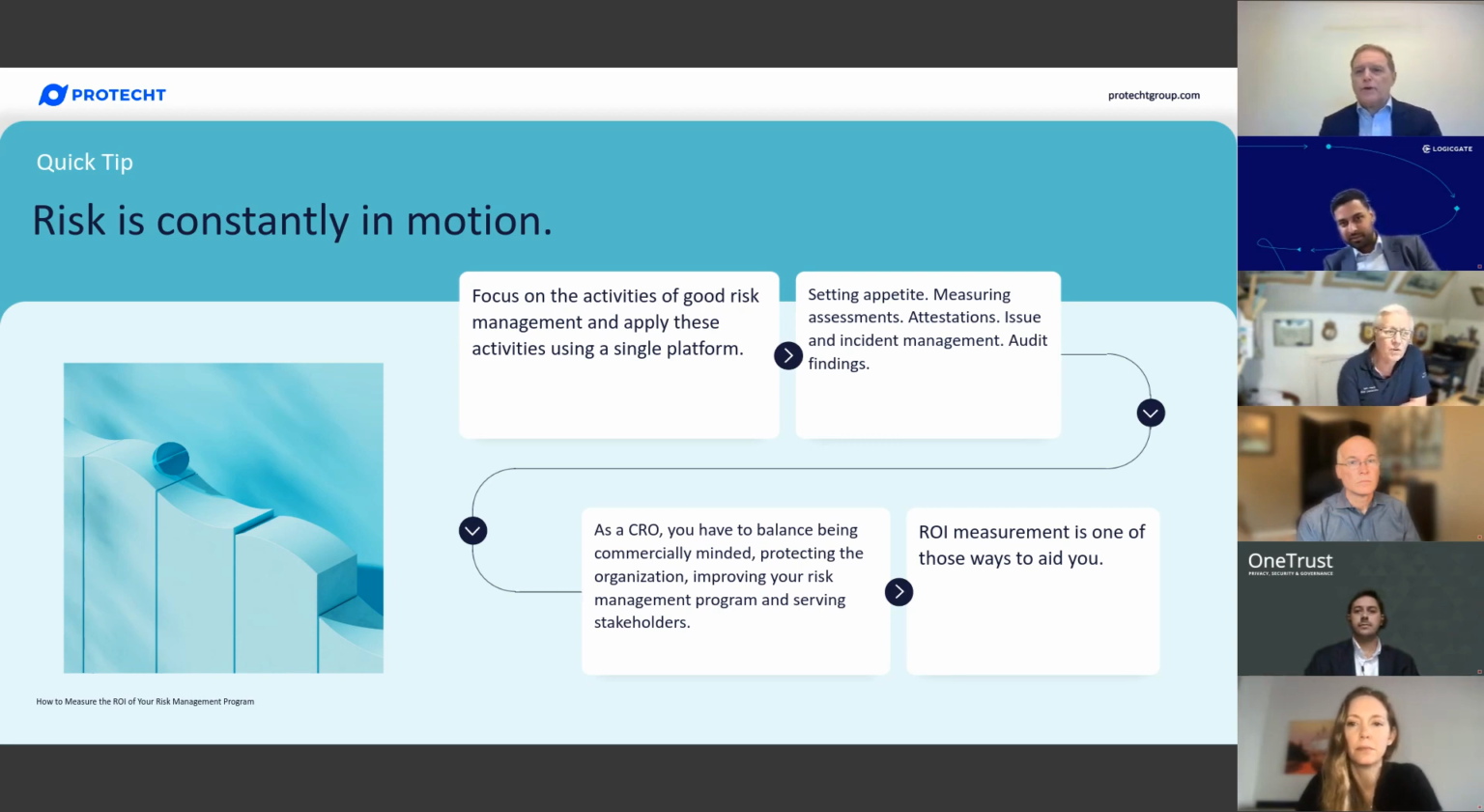Great point. We view risk as constantly in motion. It's the focus on activities of risk management where we see the interconnectedness of risk through its life cycle. It's identification, assessment, and measurement, the control improvements, attestations, incident management, and action management. They're all interrelated.